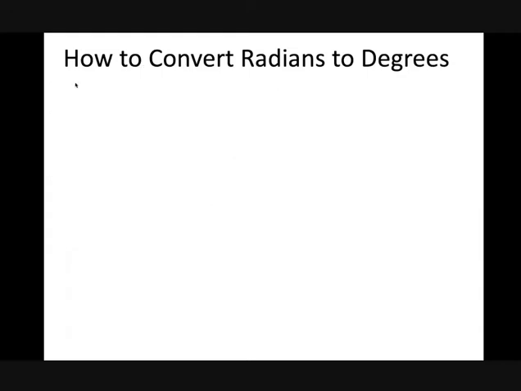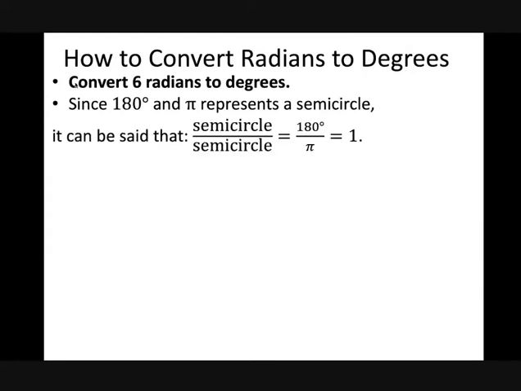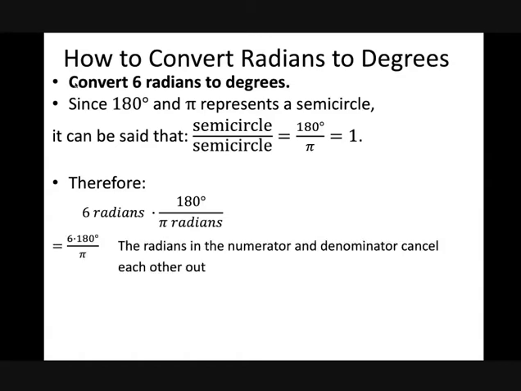Now, how do we also convert radians to degrees? Here's another example. Let's say we have to convert 6 radians to degrees. Since 180 degrees and pi represent a semicircle, we can also state that this is like multiplying by 1 when you multiply by 180 divided by pi. Therefore, 6 radians times 180 degrees over pi radians simplifies to be 6 times 180 divided by pi.